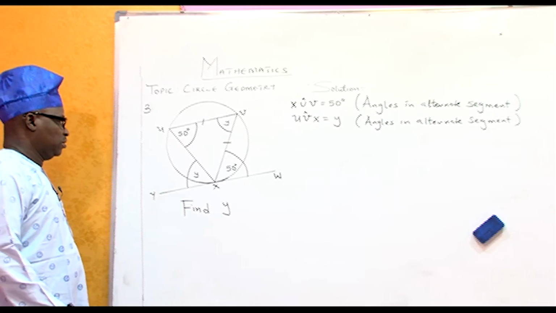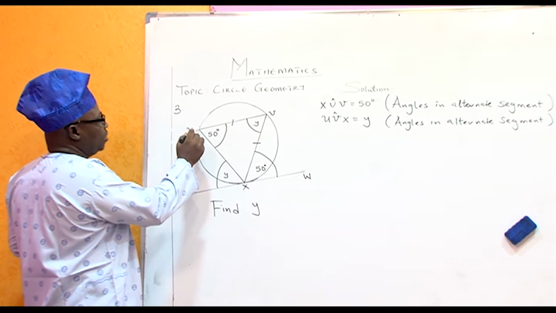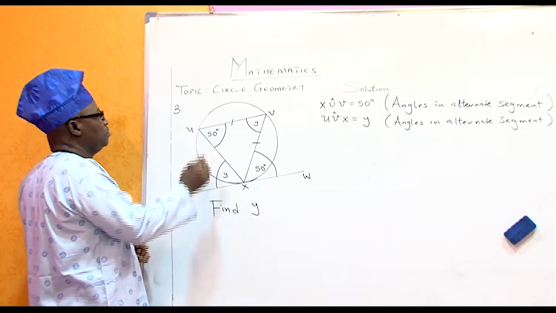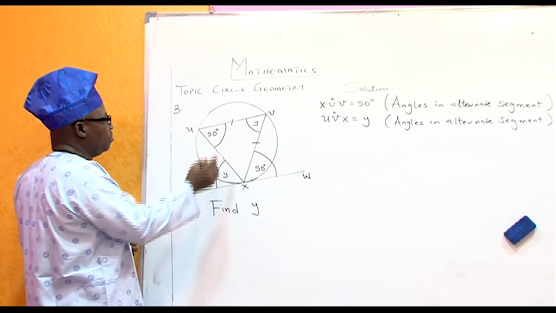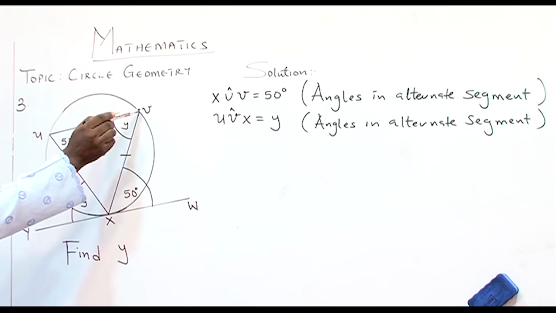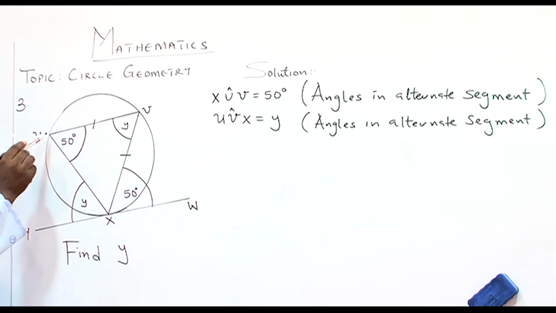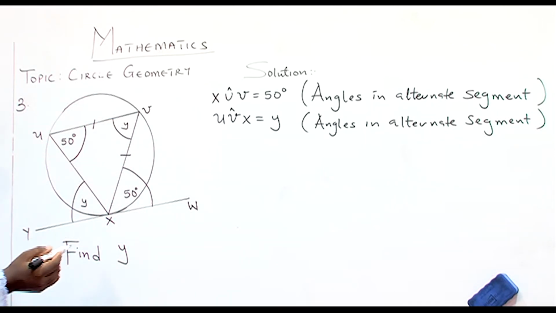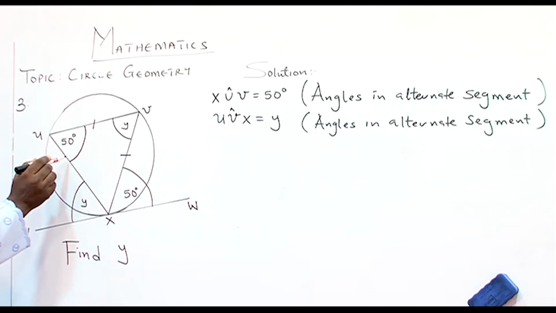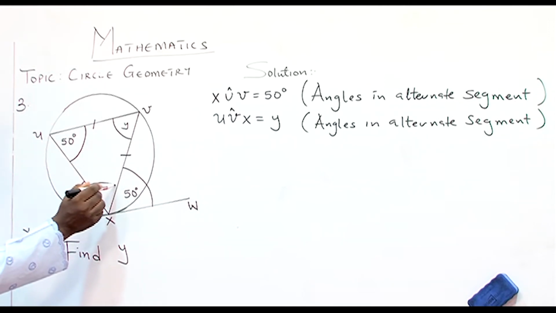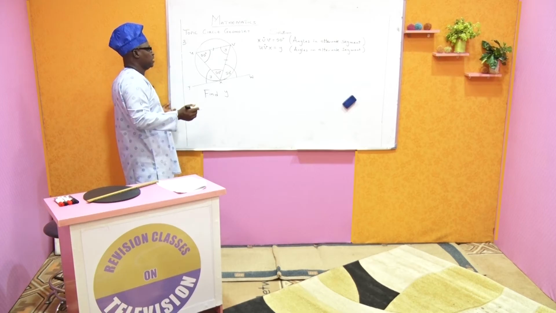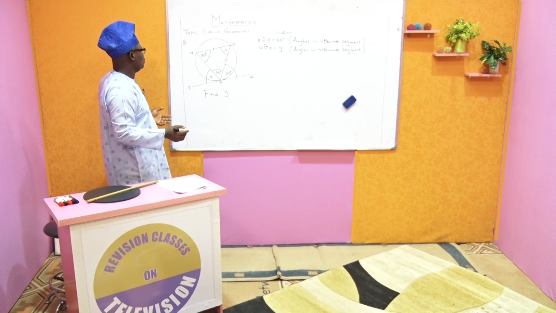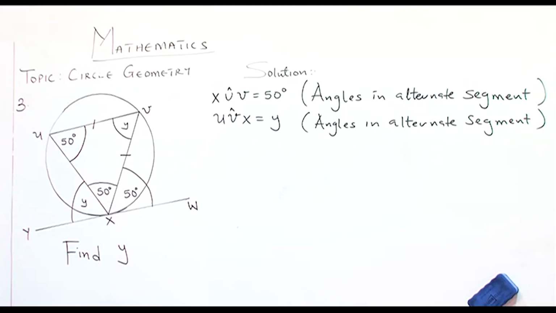So at this point, looking at this triangle UVX, it is an isosceles triangle because this symbol shows that these two lengths are equal. That is, UV is equal to VX. So for an isosceles triangle, the base angles are equal. So if this base angle here is 50, automatically this one here will also be 50 because the base angles of an isosceles triangle are meant to be equal.